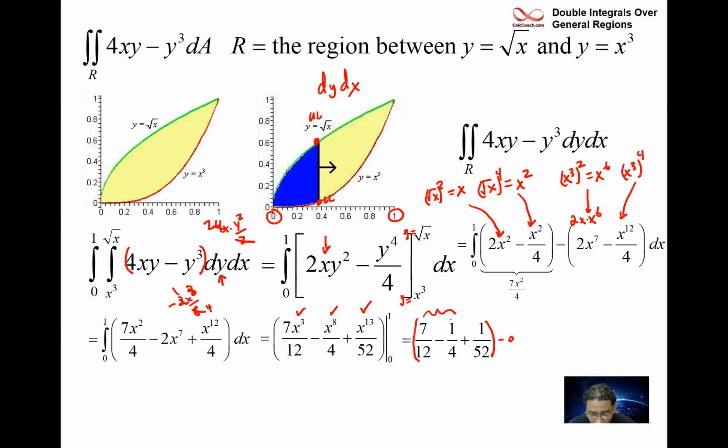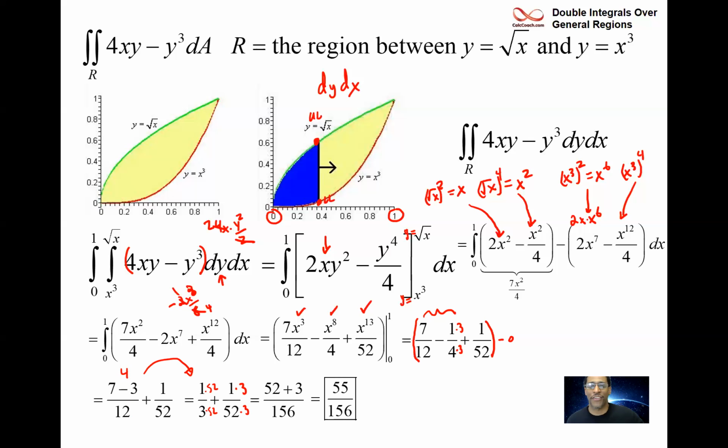I feel like we should put these two together. They work out nice. 12 is the common denominator, so we can put these two together by timesing by 3. 7 minus 3 is a 4, and that's over 12. That 4 over 12 can be reduced to end up as 1 over 3. So now 3 and 52 is going to have to be 156. So we're going to times by 52, times by 52, times by 3, times by 3. Final answer, 55 over 156 represents the volume under our surface and above our region R.